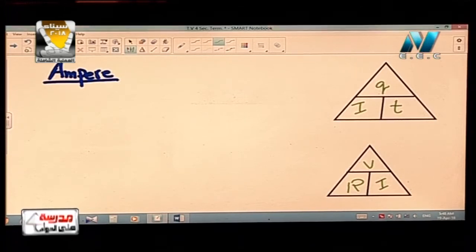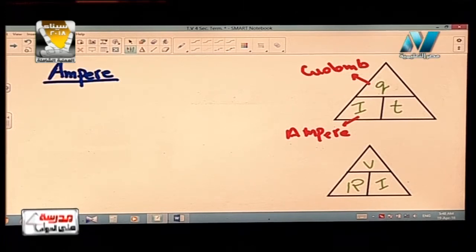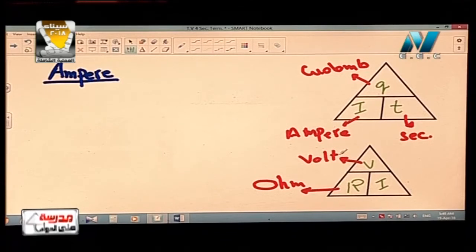So we know here the measuring unit is ampere. Here the measuring unit is coulomb. And here the measuring unit is second, time in seconds. But here the measuring unit is ohm, the measuring unit of potential difference is volt, and the measuring unit of the current intensity is ampere. So how can we define ampere? In two ways.